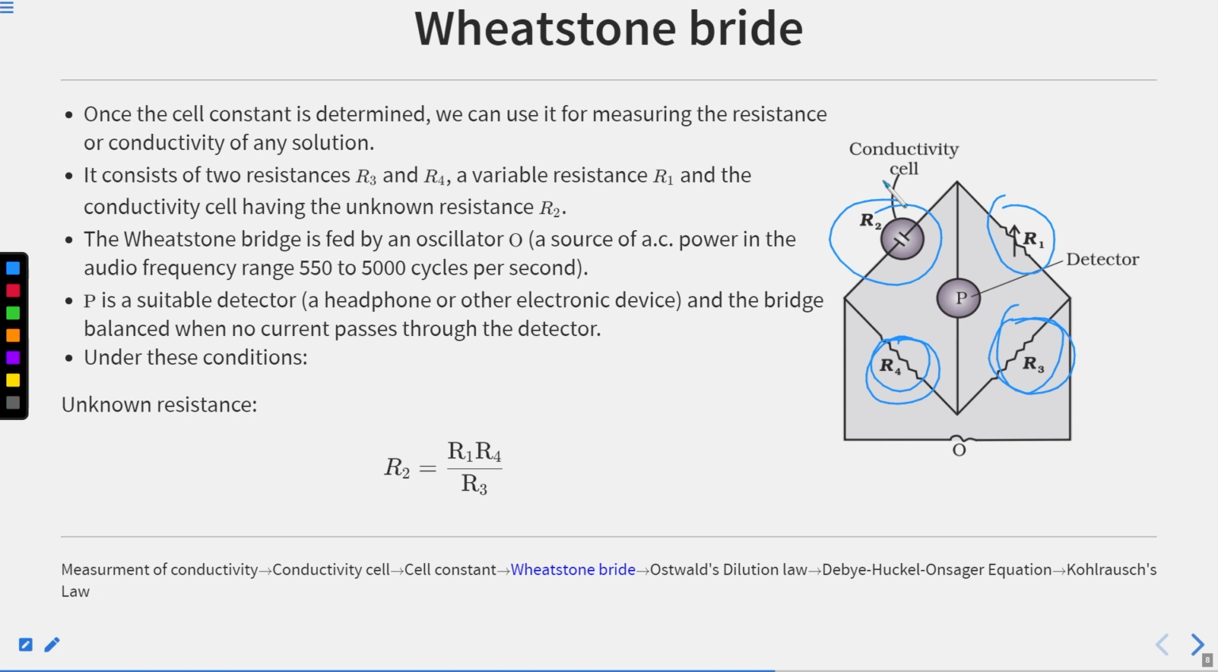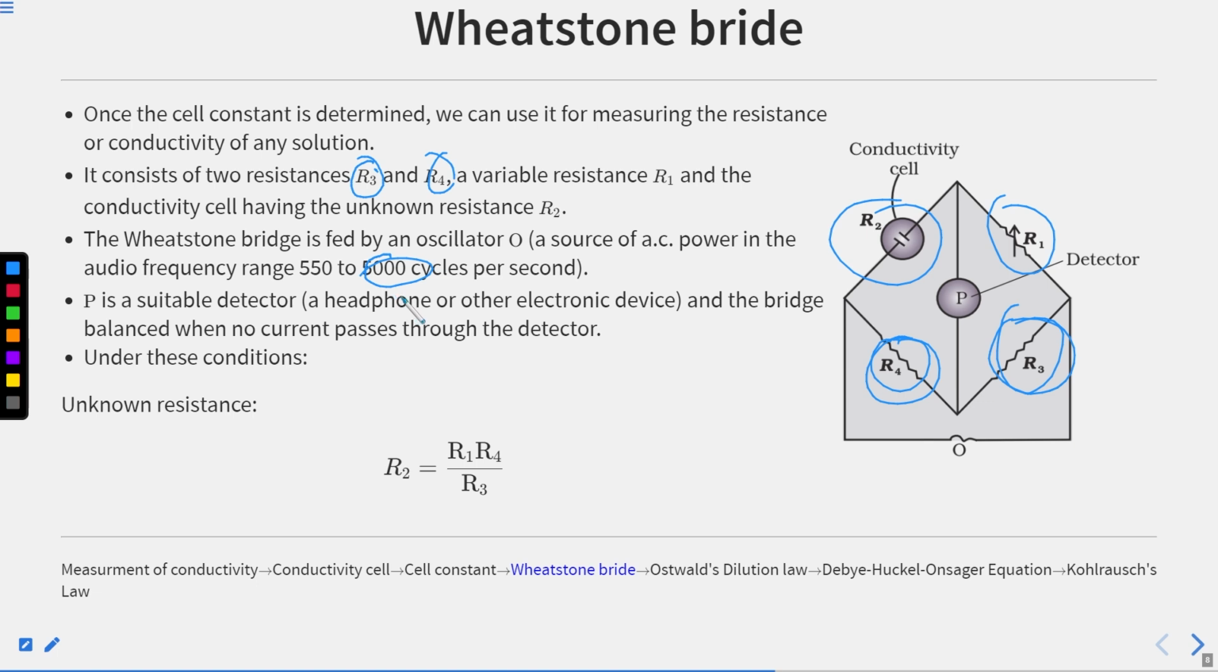Okay, we are here now calculating the resistance, as the cell constant is known. As I have told you earlier, we know the value of two resistances, R3 and R4, so this one and this one. They both are constant, and we have variable resistance R1. We will see why it is variable. And suppose the conductivity cell has a resistance of R2. One more thing, this is no more connected with a DC current. It is connected with an AC current, that is 550 to 5000 cycles per second.